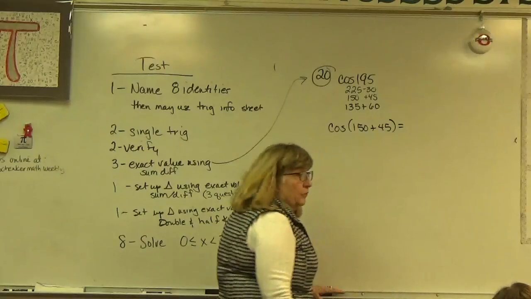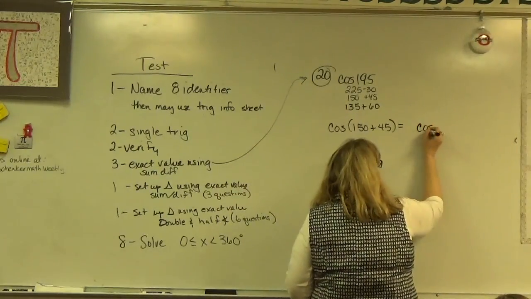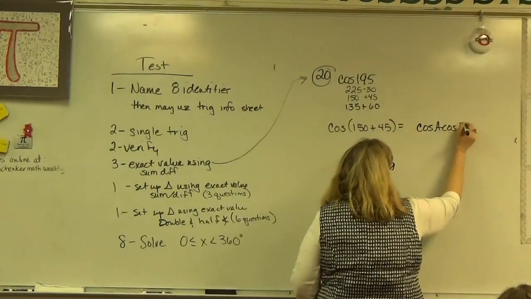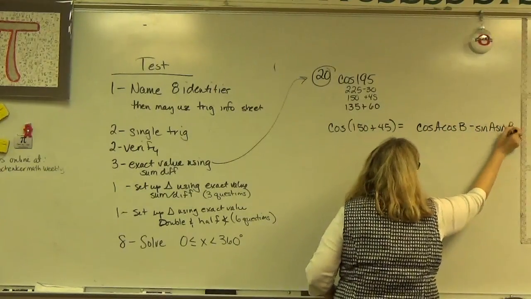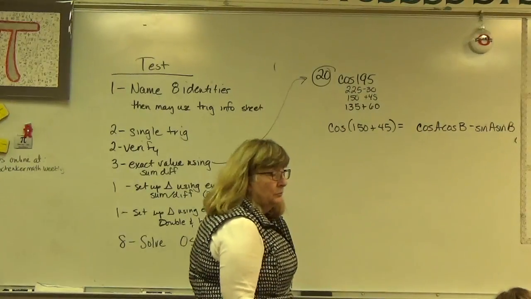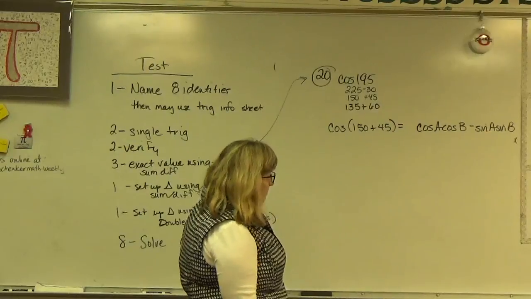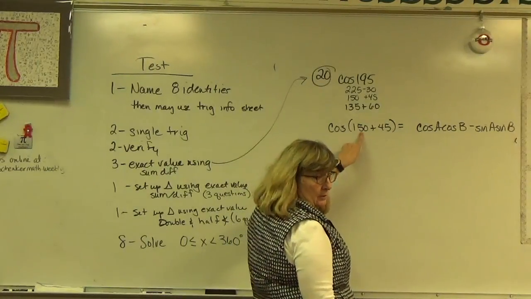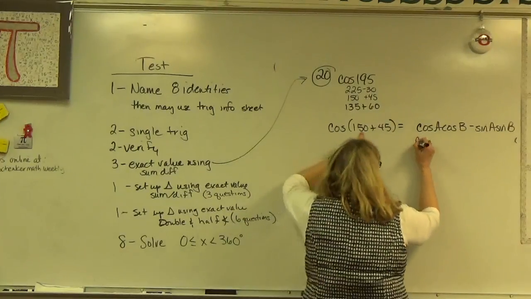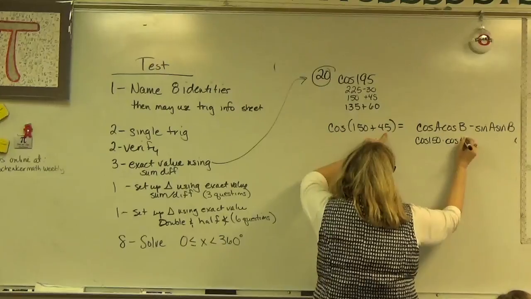Now, what's the formula for cosine of A plus B? Cosine of the first, cosine of the second, minus sine of the first, sine of the second. So that you're getting straight from the bottom of your page where the sum formulas are for the A and B. So A is what? 150. B then is 45.